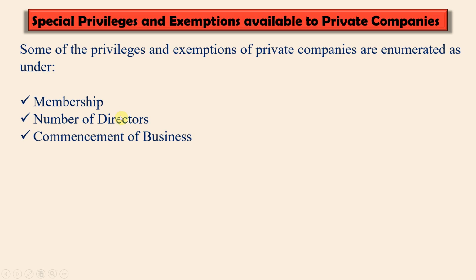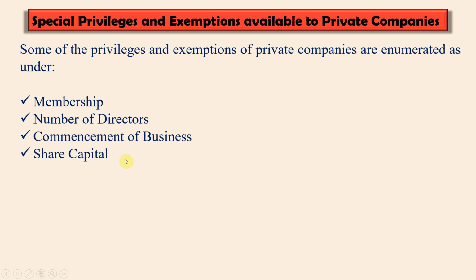Next comes commencement of business. See, it can commence its activities immediately after the incorporation. As soon as you receive the incorporation certificate, a private company can commence its business. Certificate of commencement of business is not necessary, but a commencement declaration is required to be filed. But in case of a public company, you cannot start your business after receiving the certificate of incorporation. Okay? So this is one of the privileges enjoyed by a private company.